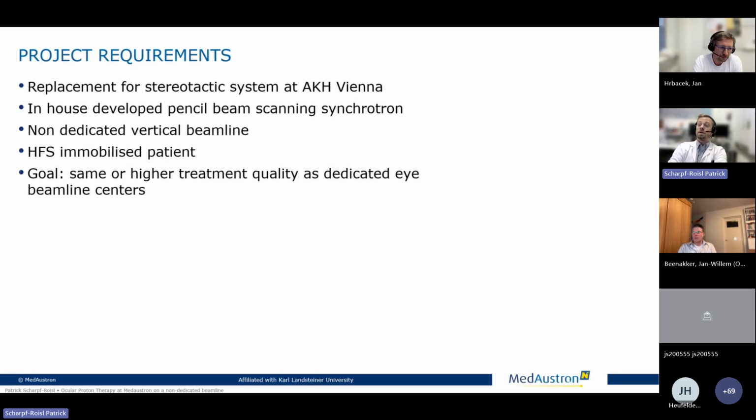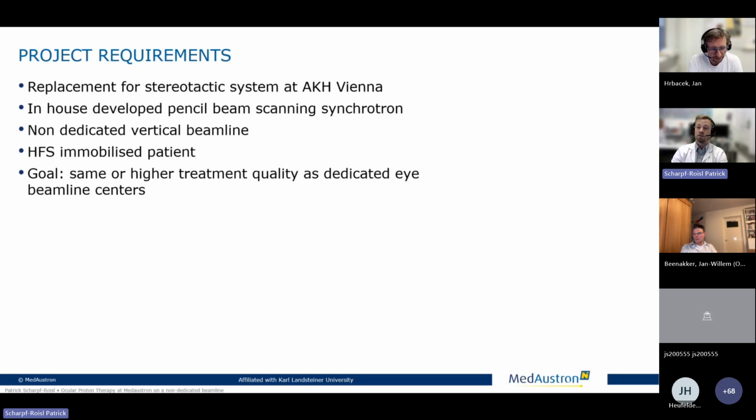First off, we had to replace an existing system with a stereotactic treatment at the Universal Hospital of Vienna, which was going towards an end of life, because especially now considering the new regulations according to the MDR, and it was an in-house developed system.